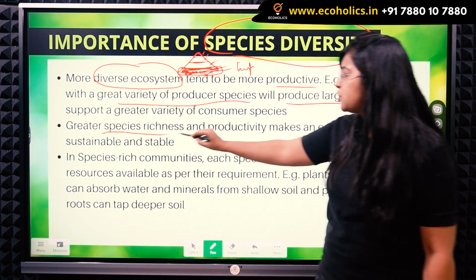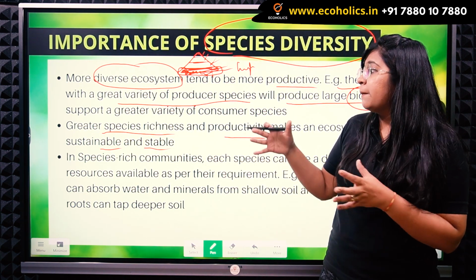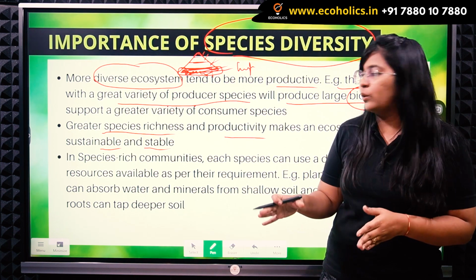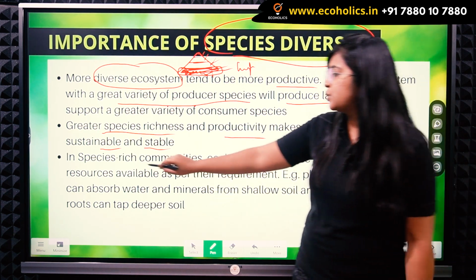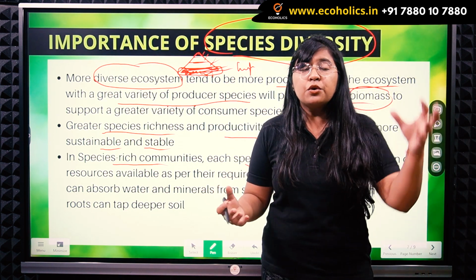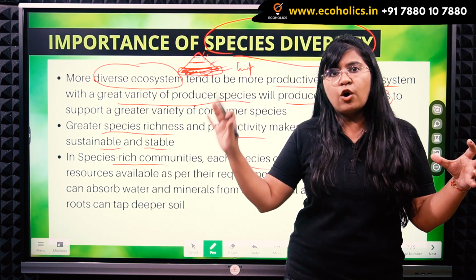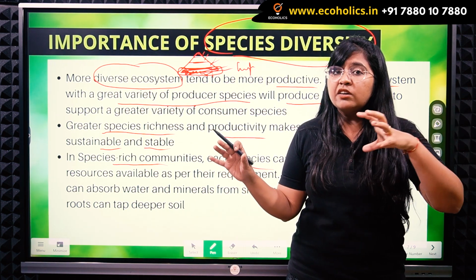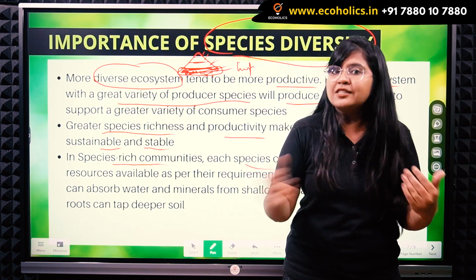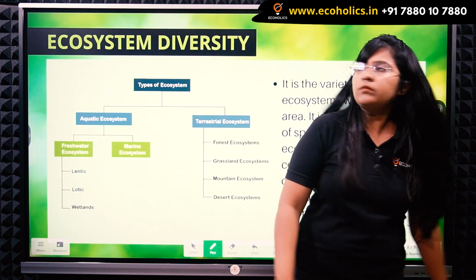Then greater species richness and productivity would make the ecosystem more sustainable and stable, because there will be a greater amount of species richness. So that is definitely going to make the whole ecosystem stable, and in species rich communities, each species can use a different proportion of resources. So if a carnivore is dependent on a specific type of herbivore, now imagine that herbivore is gone from the planet. Now the carnivore is going to search for a different type of species, probably another carnivore, and that may create a disbalance on the whole earth. So this is why we need to understand the importance of species diversity.